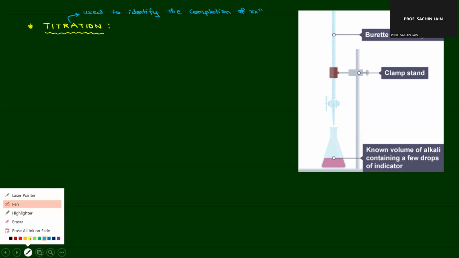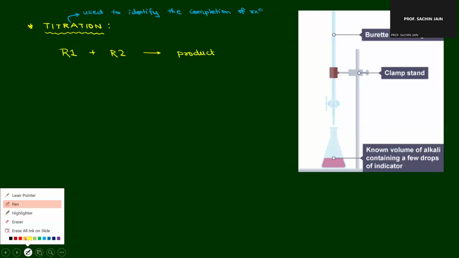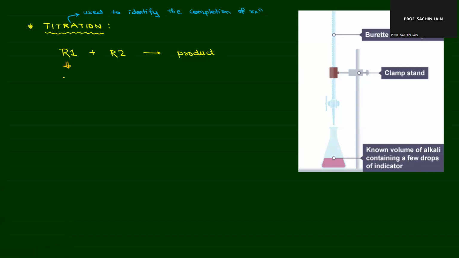Now to understand the basic setup in titration, let's consider there are two reactants, R1 and R2, and they react together to form the products. So the reactant R1 is, let's say, a standard solution. A standard solution is that solution, the concentration and volume of which is known and it is fixed. We call it a standard solution.